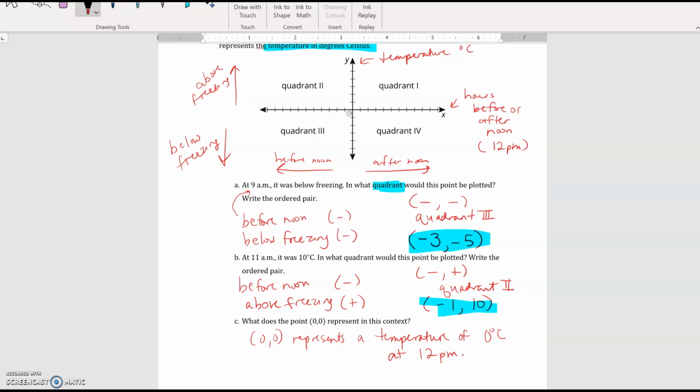And then for C, it's asking us, what does (0, 0) stand for in this context? We know that 0 stands for freezing. We know that 0 stands for noon. So therefore, (0, 0) represents a temperature of 0 degrees Celsius at 12 p.m.